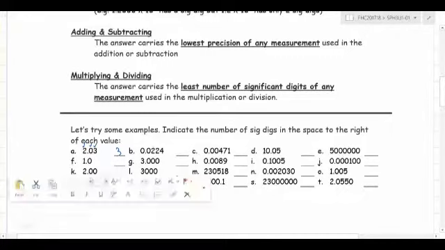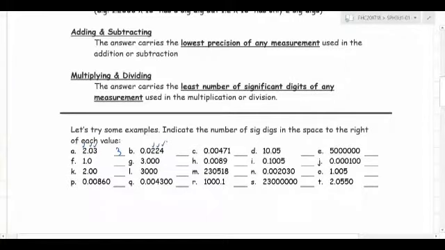So let's look at B. Again, non-zeros are significant. I've got to look at these zeros, and I say, okay, these are leading zeros, so these are not significant. So then I still have 3. And we'll do a similar thing over here. 4, 7, 1. I've got 3 leading zeros, so I've got 3 sig figs. So again, 1 and 5 are non-zeros, they're significant. The 2 zeros are between sig figs, so they're significant, so we have 4.